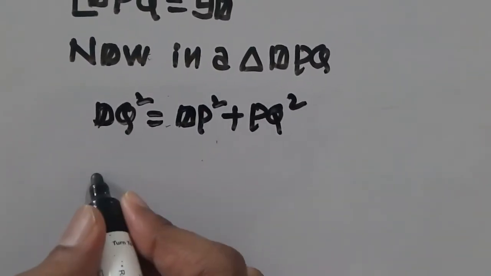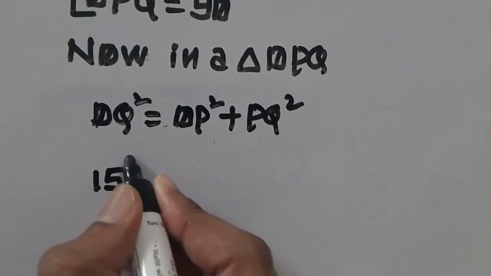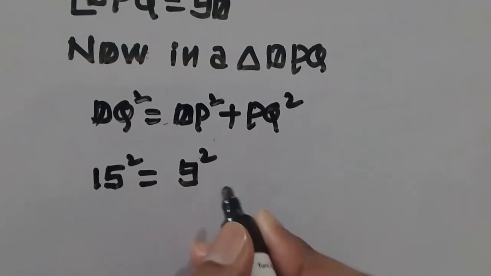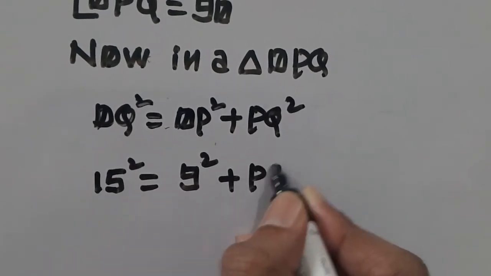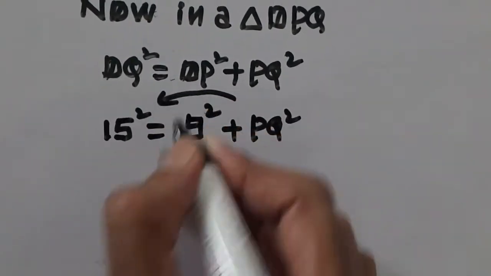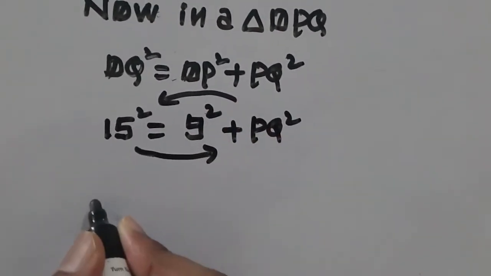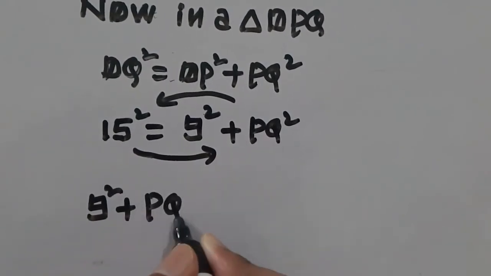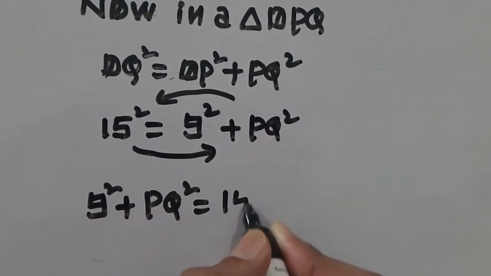Here OQ is equal to 15, means 15 square is equal to OP, which is the radius, 9 square plus PQ square. Now by transposing, 9 square plus PQ square is equal to 15 square.